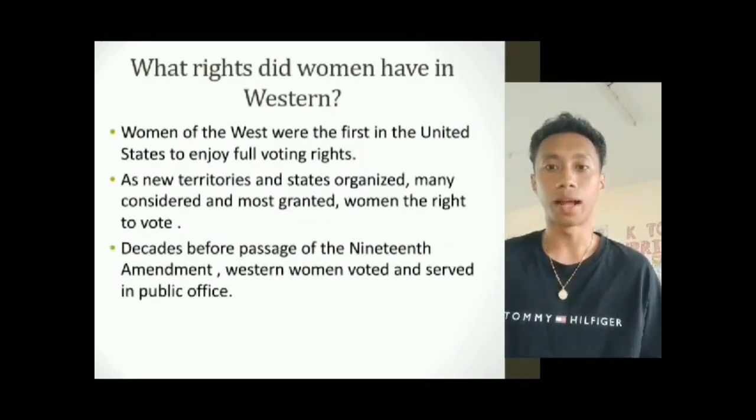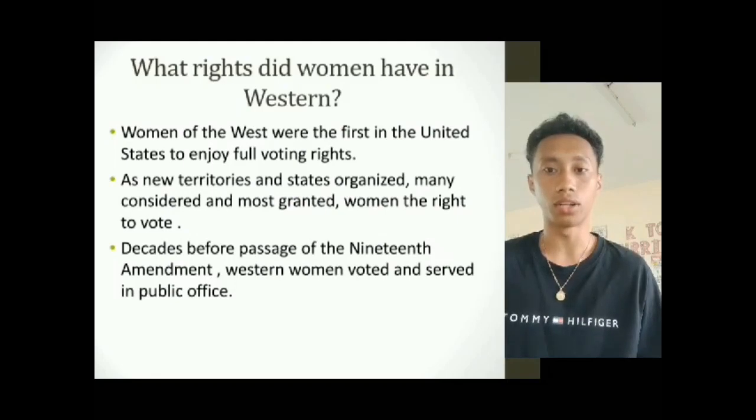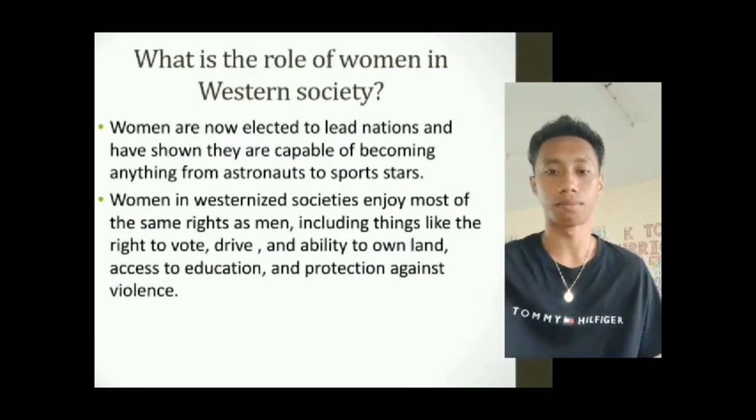What rights did women have in the West? Women of the West were the first in the United States to enjoy full voting rights. Western territories and states were among the first to grant women the right to vote. Decades before passage of the 19th Amendment, Western women voted and served in public office.